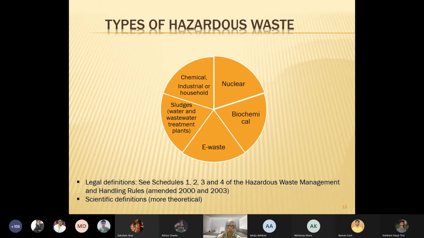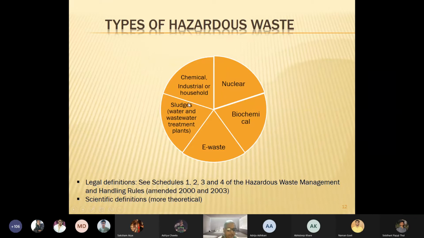Now, that's all about the law. Is the law and science always the same? Not always. So here we have some technical categories. Now, different books might have different categories, but this is one set of categories. And you can see hazardous waste can be chemical, industrial, or household hazardous waste.